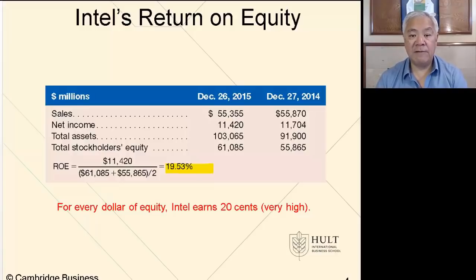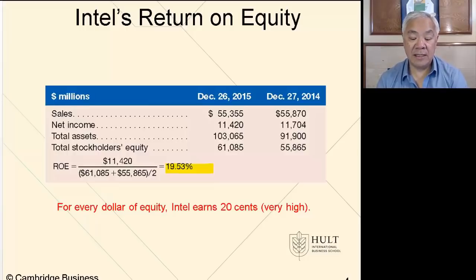Which means for every dollar of equity, Intel earns about 20 cents, which is very healthy. That's a very high margin, comparatively speaking. It's not unusual for some companies, say a Safeway, in a very tough retail business, to have single digits. But sales here are 55 billion, net income is 11, total assets 103, and total shareholders' equity of 61.